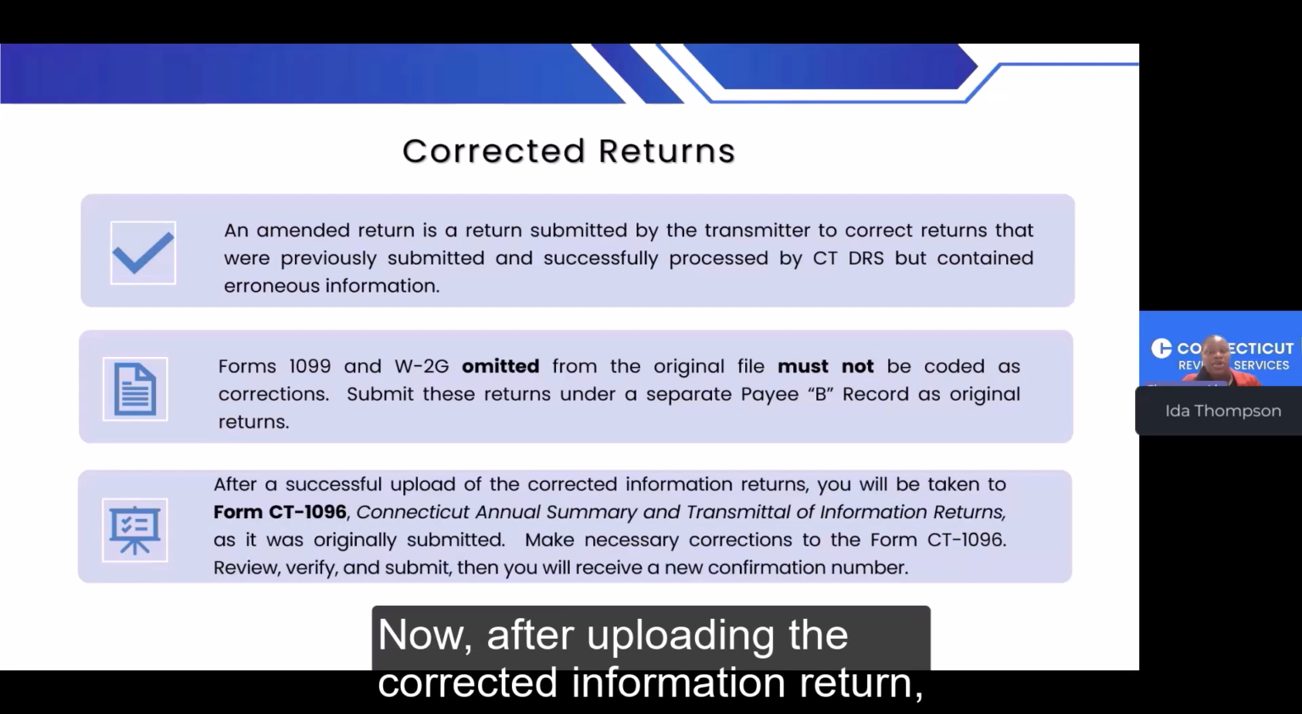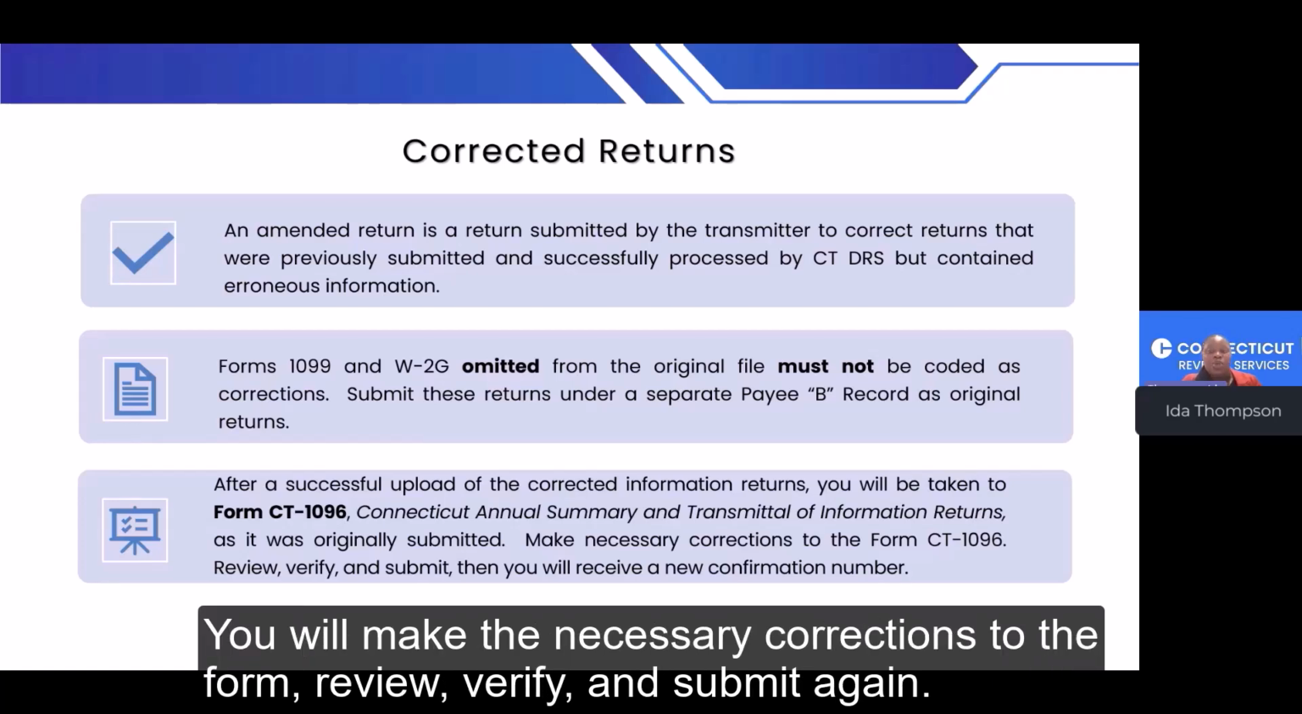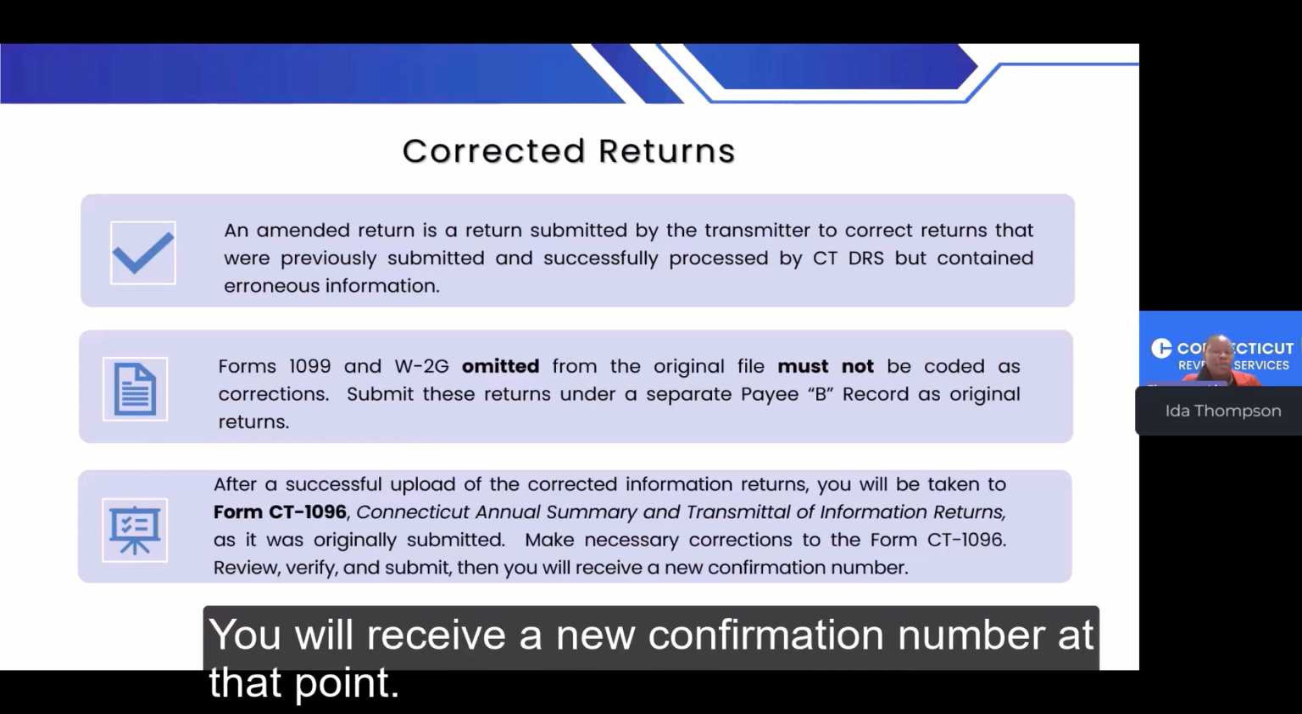Now, after uploading the corrected information return, you will be taken to Form CT 1096 as it was originally submitted. You will make the necessary corrections to the form, review, verify, and submit again. You will receive a new confirmation number at that point.